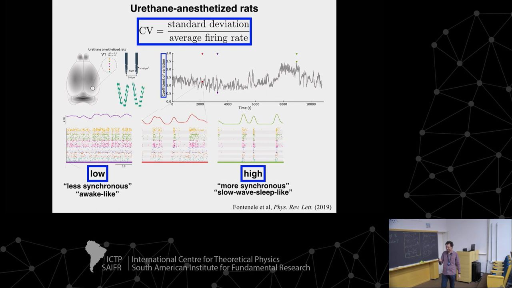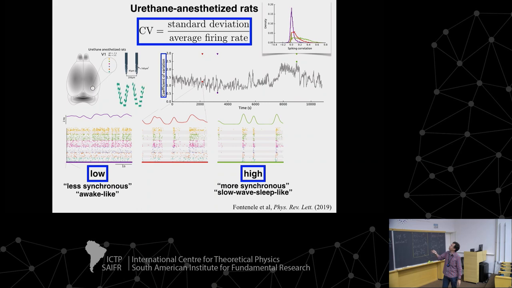Okay, so this is the kind of data that you have from this kind of anesthesia. And if you look at the histogram of pairwise spiking correlation, you see the thing that I was describing previously. The purple one, again, is low synchronization, so you get correlations which are peaked around zero, essentially. And as you go to the more synchronous regime, it becomes more correlated, with positive pairwise correlations on average between the neurons.